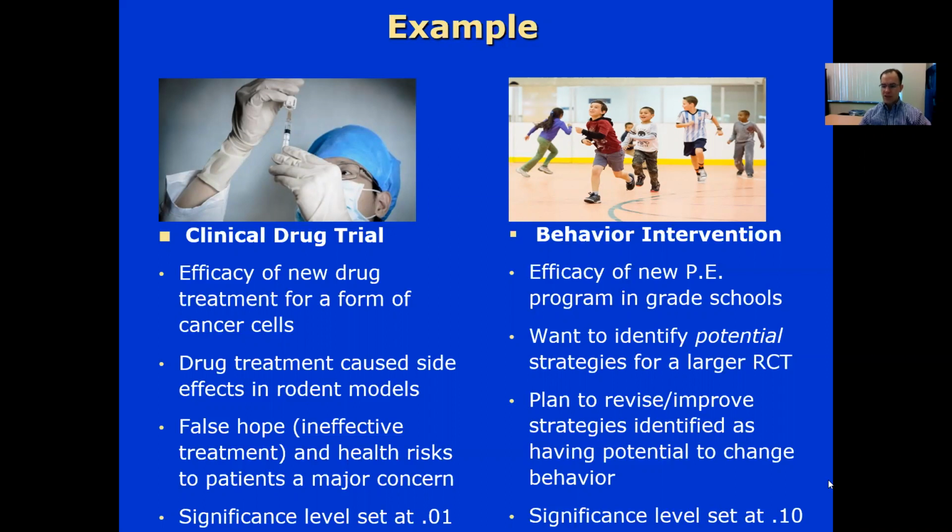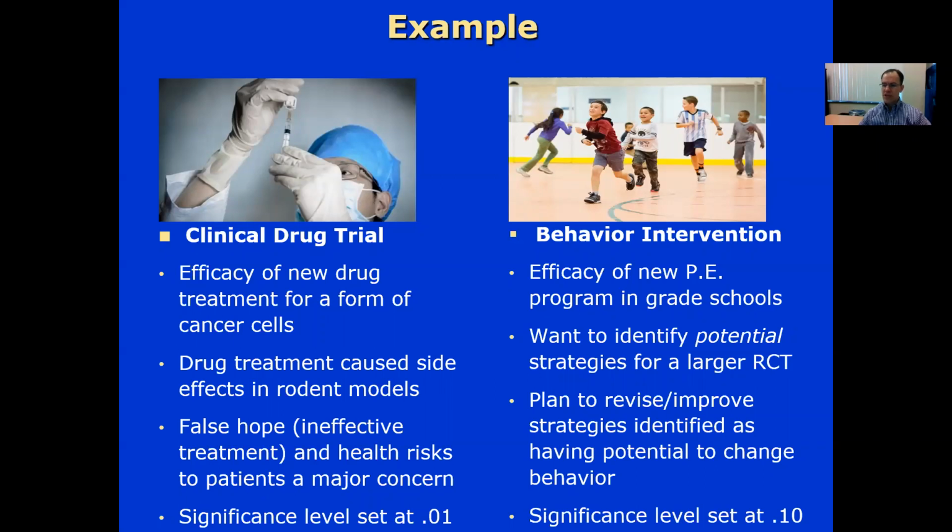So in this case, you want to set the alpha level at 0.10 before you would reject the null hypothesis, a little higher, because you don't want to miss out on any potential strategies that might be worth testing in a larger study. So this gives you a little bit more leeway. And you know that you're going to be following up with a more rigorous, larger study.